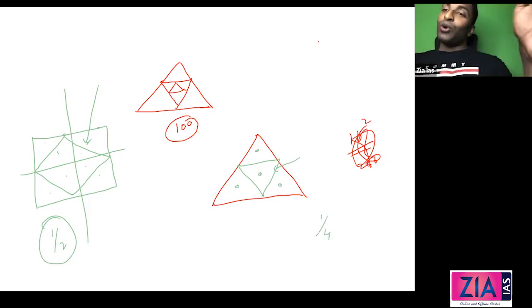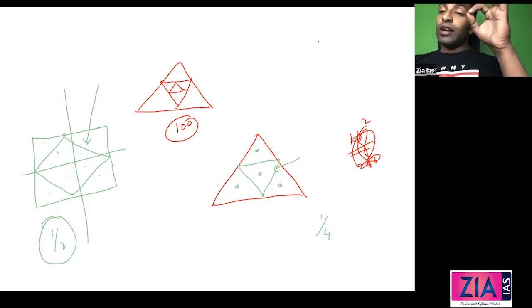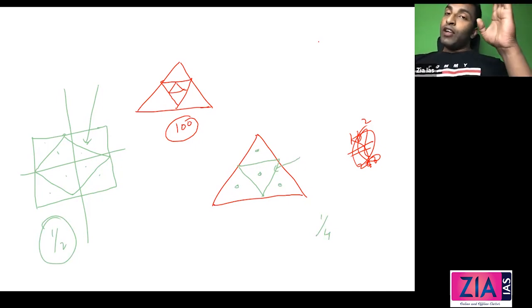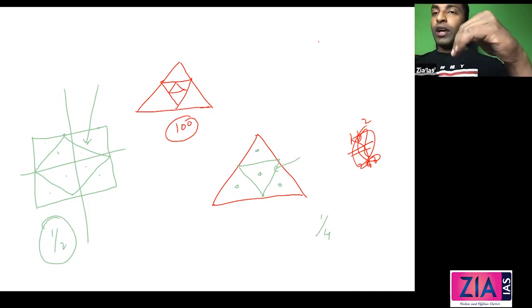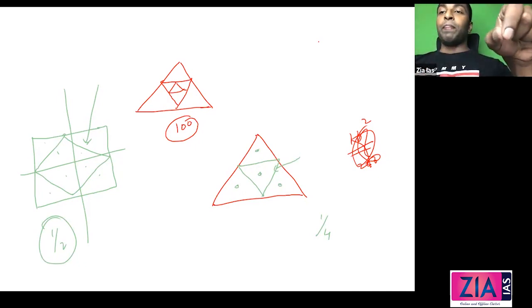So guys, this is also something which you need to know, don't try to work it out at that point of time. If I'm joining the midpoints in case of a square, what will I get? I'll get a square, but with half the area. If I join the midpoints in a triangle, what do I get? I get a triangle, but what will be the area of the triangle? 1 by 4th of the original triangle.